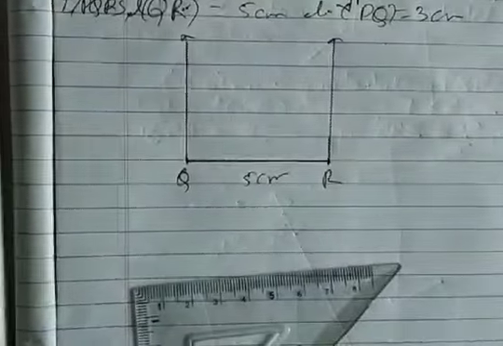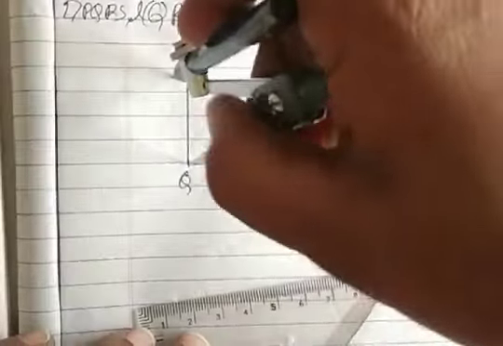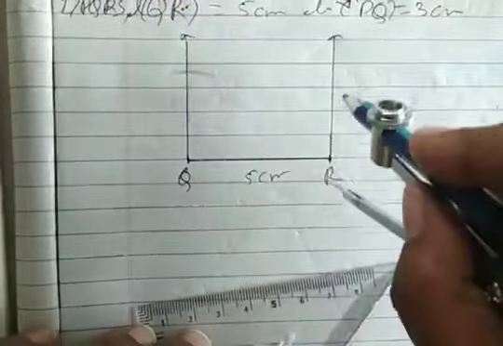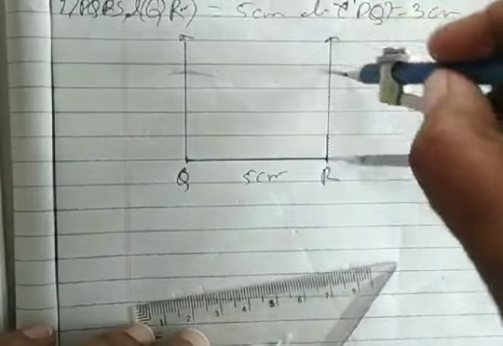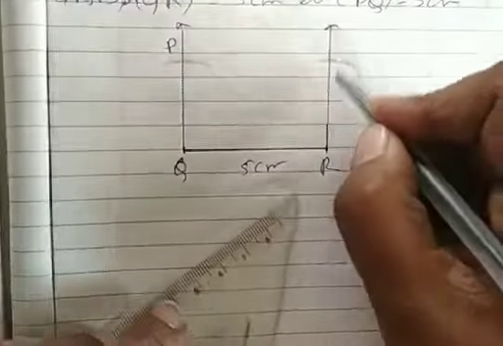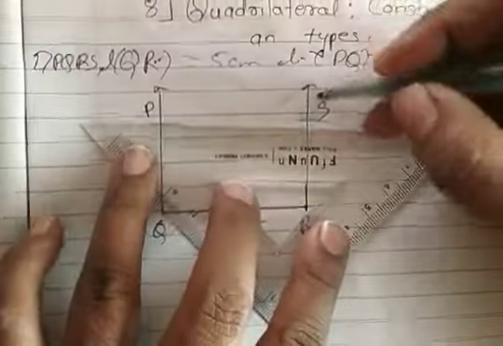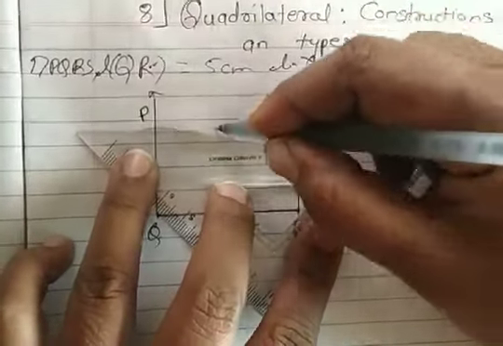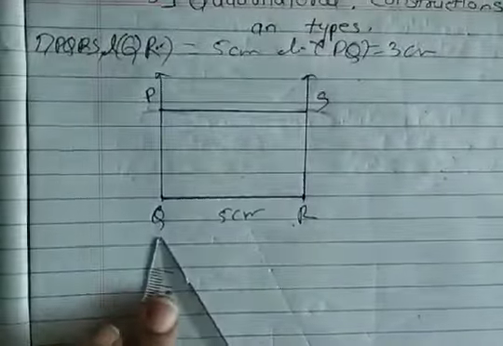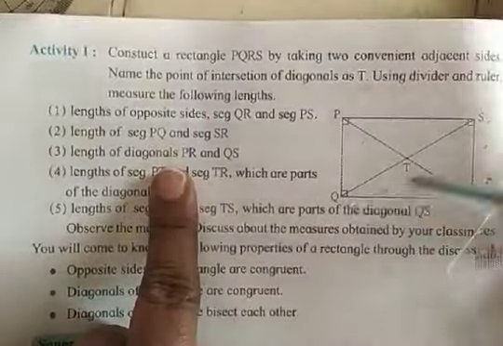After taking a distance of 3 cm, draw the arcs on these rays. Here it is point P, and here it is PQRS. Then we have to join this PS. After drawing this, in this activity they told us to join PR and QS.